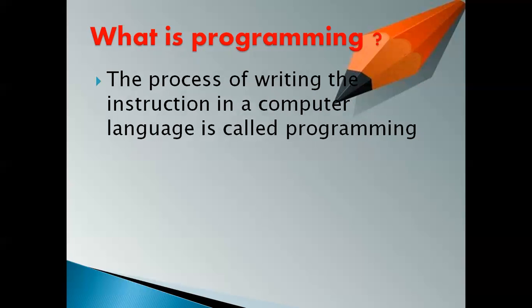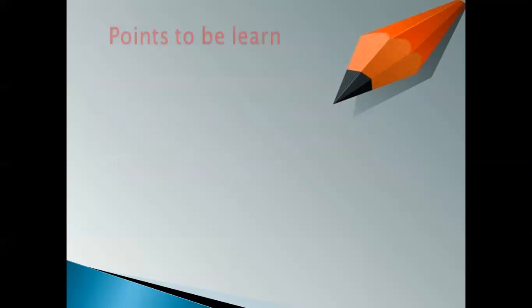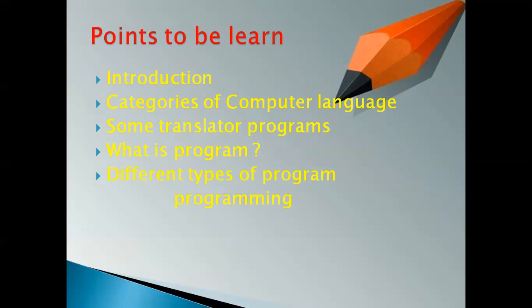What is programming? The whole process of writing a program is called programming. This also we learned in the last session. Then we covered 4 types of programming concepts: modular programming, procedural programming, event driven programming, and object oriented programming. Watch part 2, where it is given in detail, so here I am going to cut it short. So in the previous 2 videos the sessions covered were introduction, categories of computer language, then some translator programs, what is a program, the different types of programs, and what is programming.